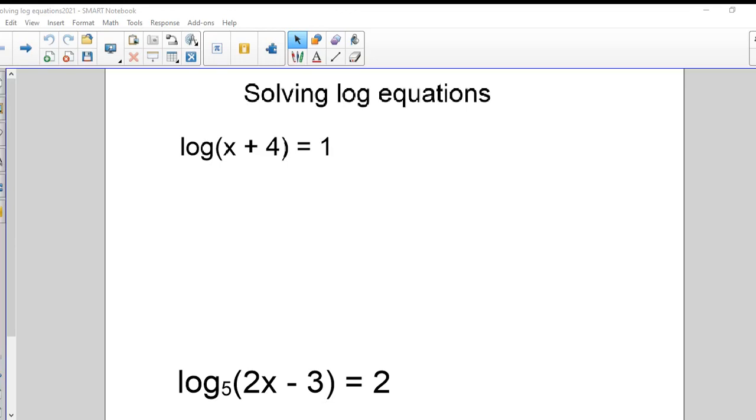All right, so we're going to start looking at log equations this time, right? We looked at exponential equations. That was the part 2 that we did earlier on. And we're going to look at log equations. So let's start with the one that you see in front of you.